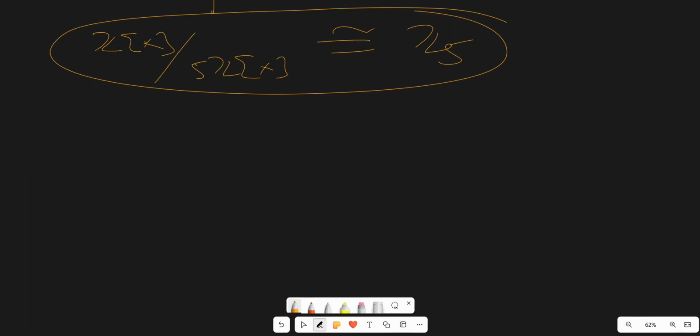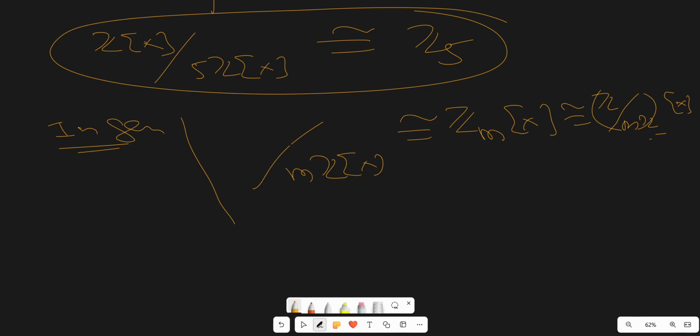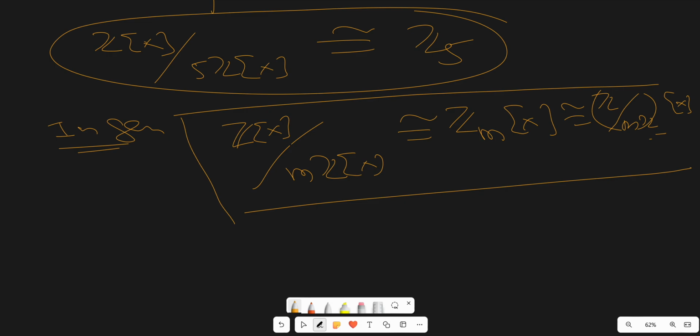Sorry, yeah. So in general, Z[x] quotiented by mZ[x] is isomorphic to Z_m[x], and this is further isomorphic to (Z/mZ)[x]. So this should be written clearly; this is actually Z[x]. Z[x] quotiented by mZ[x] is isomorphic to Z_m[x], and Z_m is isomorphic to Z/mZ. So that's easy.